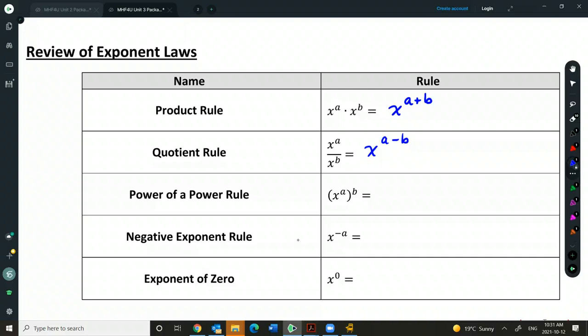Okay, power rule. So when I have an exponent on an exponent, what do I do with the exponents to simplify? Sam? Okay, keep the base, and we'll do A times B. So multiply the exponents together.